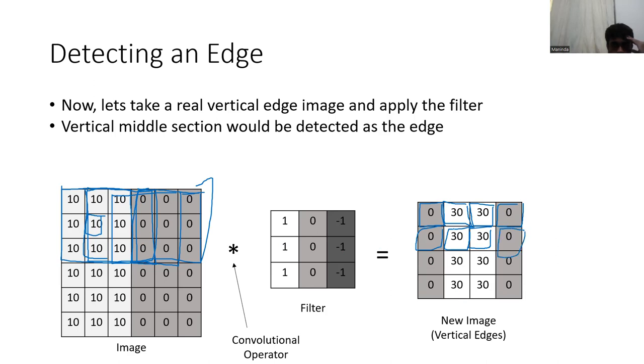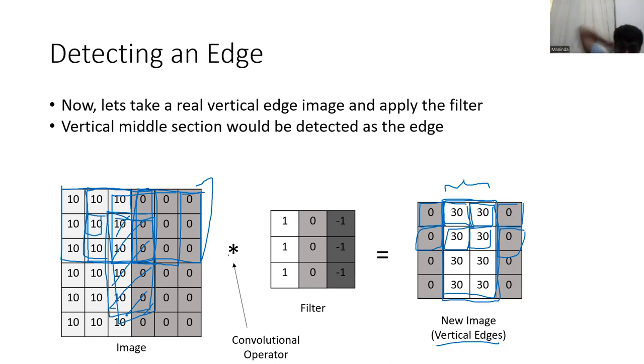Because I have given the grayscales relevant to these values, you can see only the middle part, which would be brighter in color. In this vertical edges image, you can see a clear vertical edge, right? This is the vertical edge that you can see in this image, and it is relevant to the vertical edge of this part.